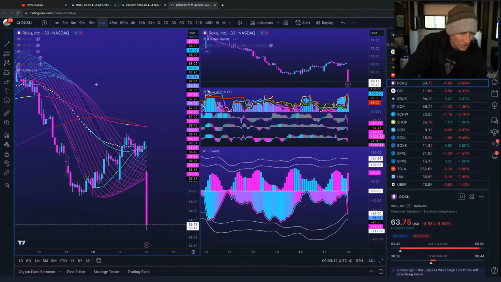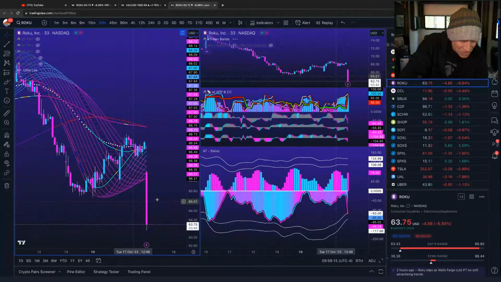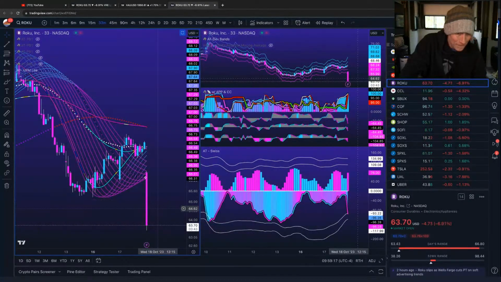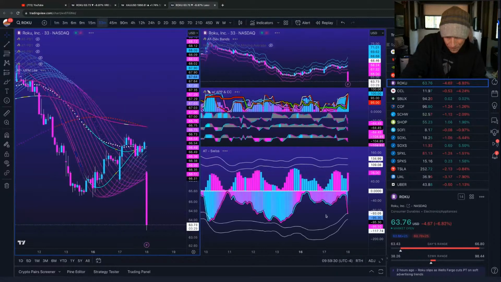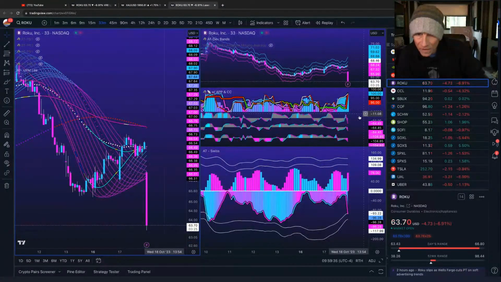Well, I love how fast this thing loads now. It's beautiful, man. It's freaking beautiful. Yeah, this is so far outside. What's this at? 68. Let me see the 15 minute. Ooh, that trend on the 33 too. Look at that entropy. Just nailed the freaking 2SD band.